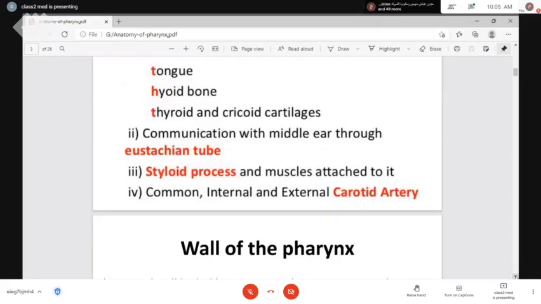Styloid process and the muscles attached to it are also located on each side. And other structures, which are the carotid sheath, the common carotid artery, internal carotid artery, and external carotid artery.